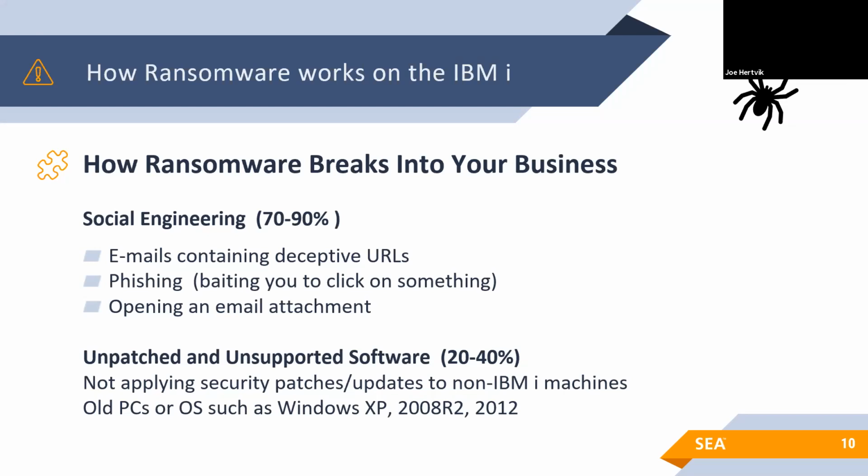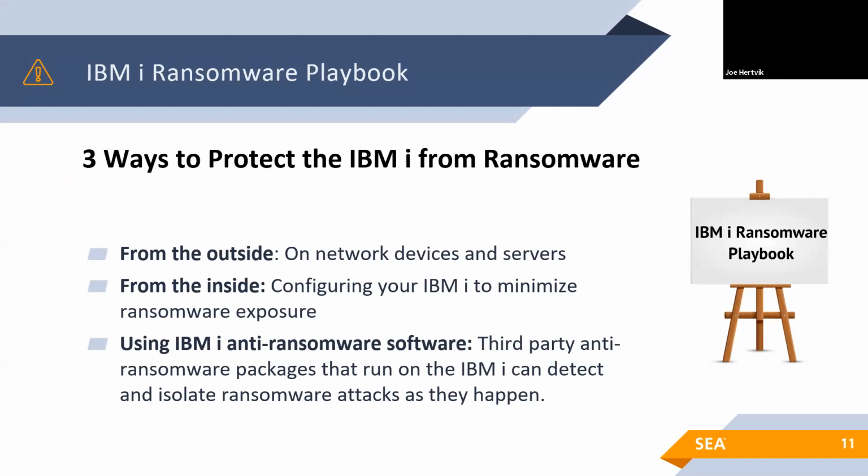I worked for a company one time that had a badge reader system that had to run on a Windows XP machine. Can't do too much about it, but the problem is if I have that old PC running on my network and it can find a way to get to my IBM IFS or other things, it can get infected with ransomware. Windows XP, Windows 2008 R2, there's still servers out there running that. Windows 2012. Older, unpatched, and unsupported software is generally about 20 to 40% of your ransomware. Now, we talked a little bit before about how there's basically three ways.